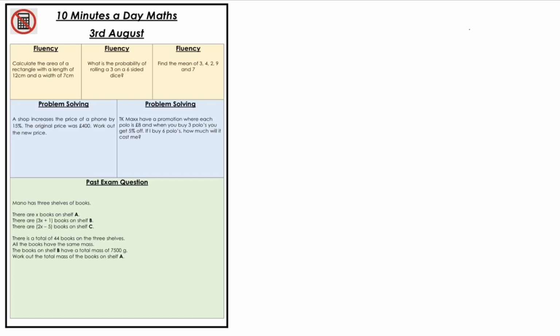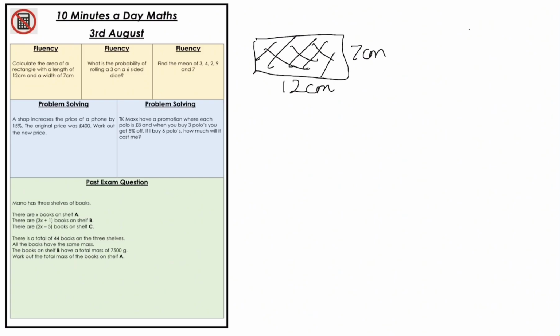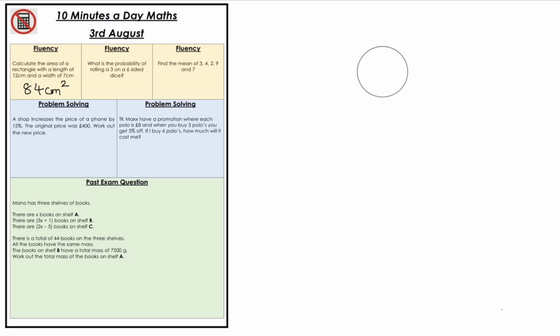It wants you to calculate the area of a rectangle with a length of 12 and a width of 7 centimetres. So if we have a look at a rectangle here, we've got 12 centimetres by 7 centimetres. Now area is the inside of the shape, which means we need to times our length by our width. So we're going to do 12 times 7, which is 84. Now, because it is area and it's in centimetres, it's going to be centimetres squared. So our answer for this is 84 centimetres squared. Nice and easy to start.